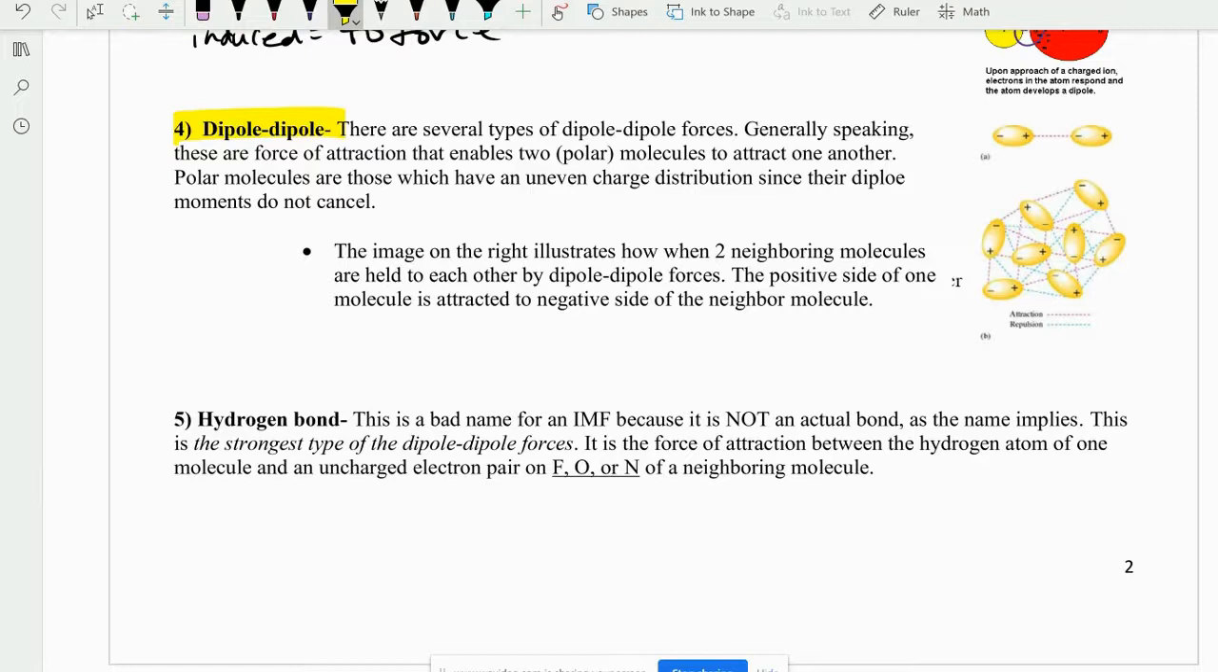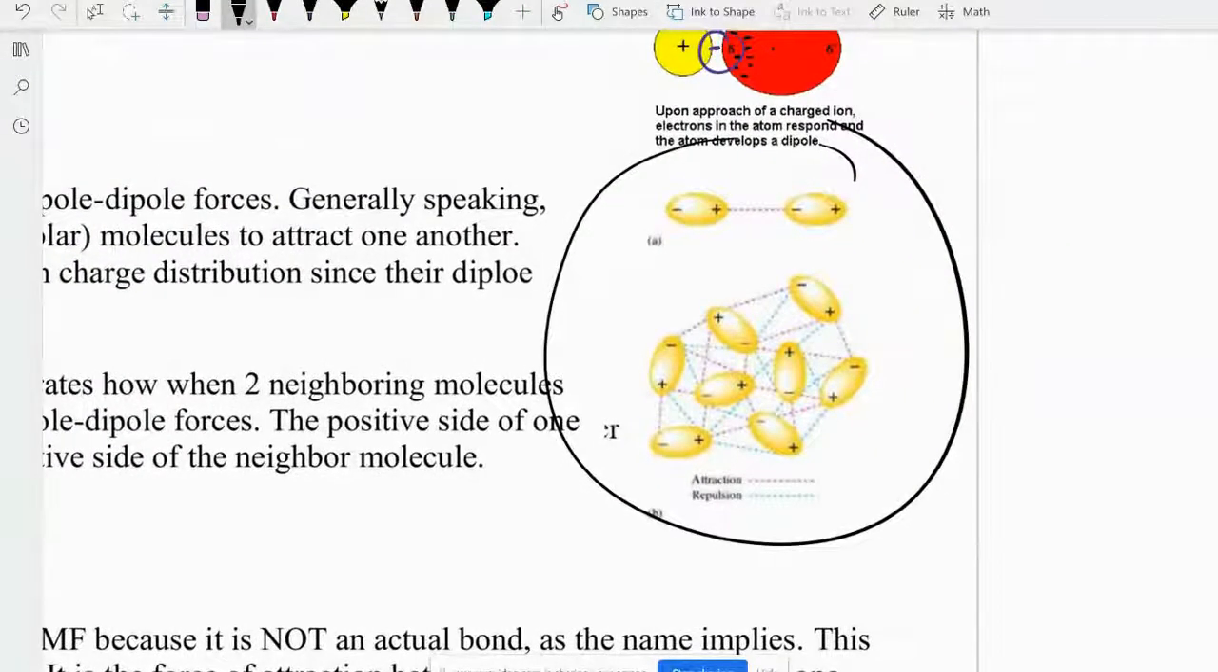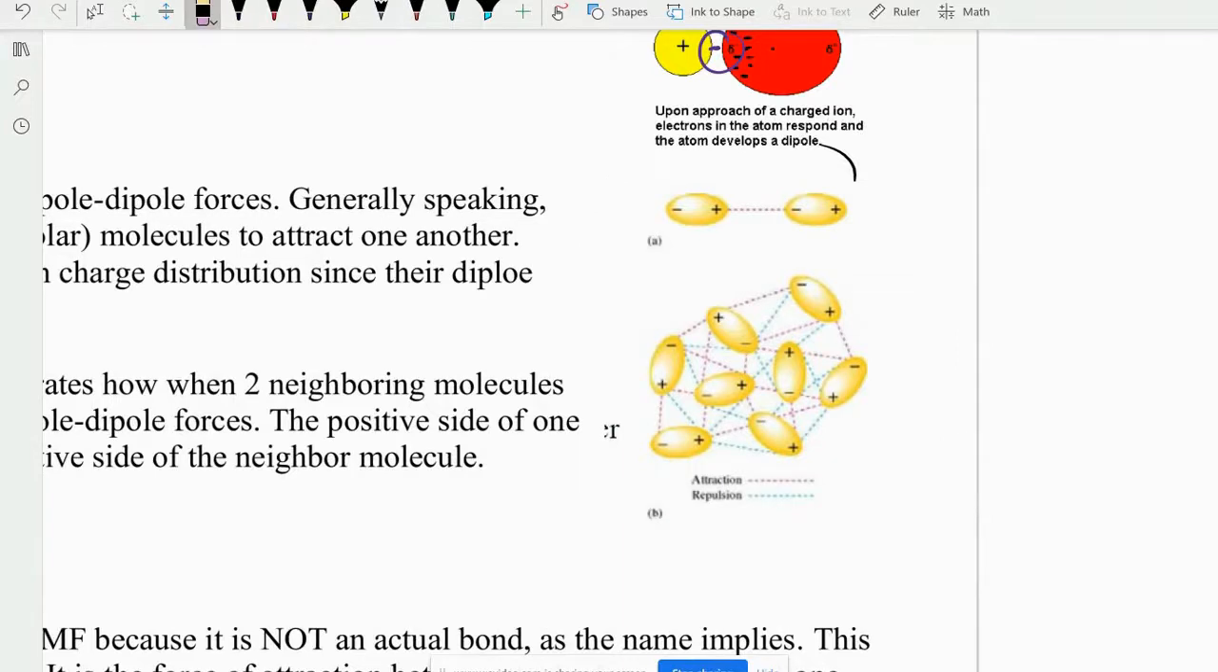Dipole-dipole IMFs occur when you have two polar molecules. Again, two polar molecules. Go over to the right. You're going to see that there's an image there that helps us illustrate this. So let's zoom in on it. And it looks like image A is where we would start. And sure enough, it looks like we've got two polar molecules. The positive side of one polar molecule will be attracted to the negative side of another polar molecule. Again, this force of attraction is called a dipole-dipole IMF. It is one of the strongest types.